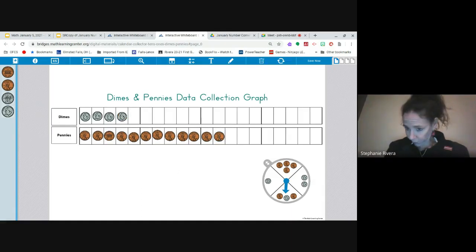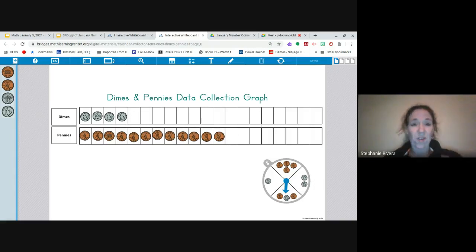Well, we shall see at the end of the month what we have spun on the spinner. Now, this is interesting because this is also what we're going to do for our activity today. We're going to do a little something with coins. We're going to use the penny and the dime.